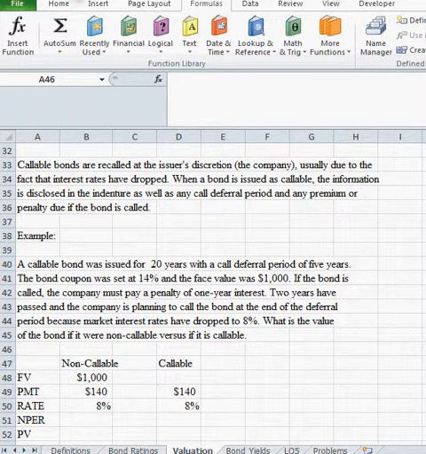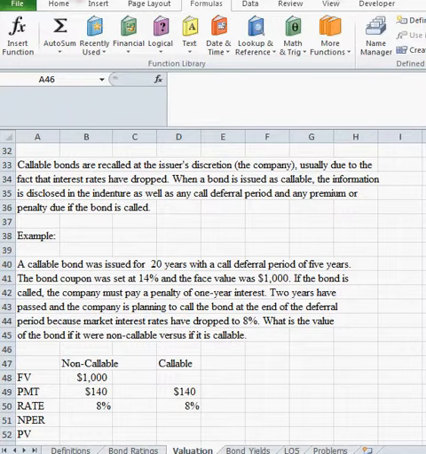We've got a callable bond that was issued for 20 years and it had a call deferral period of 5 years. So the company had to leave it out there 5 years. They set the coupon at 14%. The face value was $1,000. They also set up, if the bond is called, that they have to pay a penalty of 1 year interest.